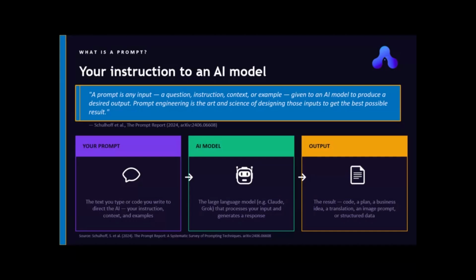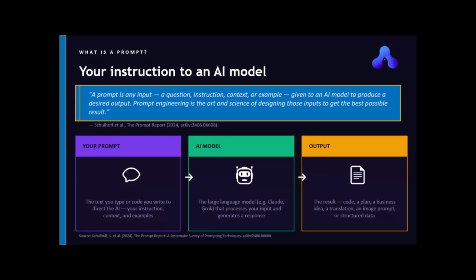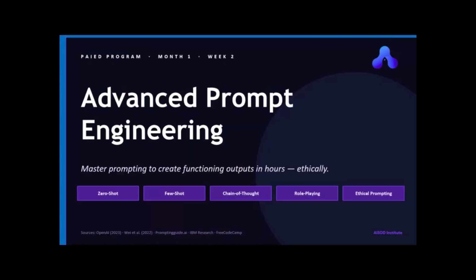So this is actually prompt engineering. It's the science of designing those inputs to get the best possible results. Why am I saying the best possible results? Because an AI model can give you only what you put into it. If you put rubbish in, you get rubbish. If you ask it in a way that it understands, you can get the best output from it. So I want to ask some questions just a bit before I continue.